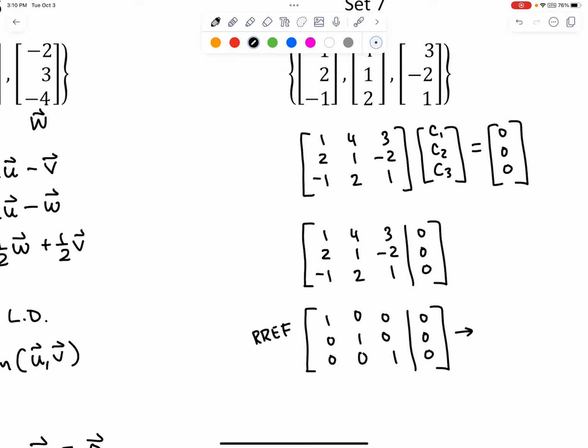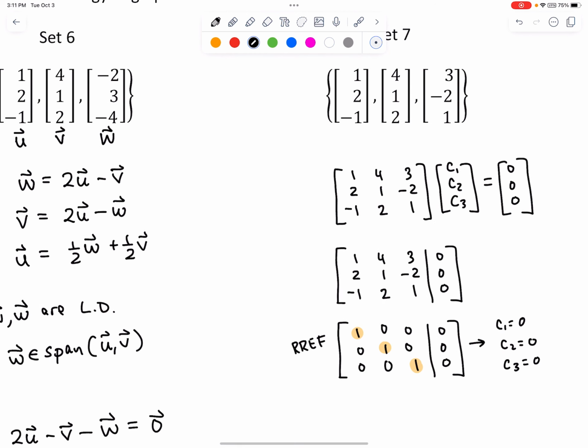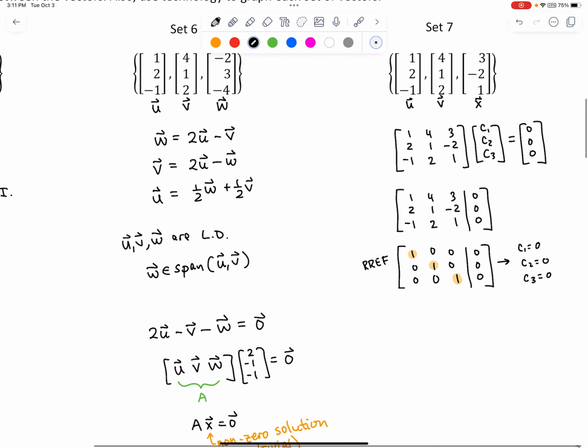Notice that there are no free variables. We have 3 pivots. Each pivot stands for the coefficient of C1, C2, and C3 respectively. So the first row would read that C1 has to be 0, C2 has to be 0, and C3 has to be 0. When 0 is the only solution, it suggests that the columns, which are the vectors in our set of this coefficient matrix, are linearly independent. So these were the vectors u, v, and a new vector, we'll call this one x. And we can conclude that the vector set u, v, and x are linearly independent.